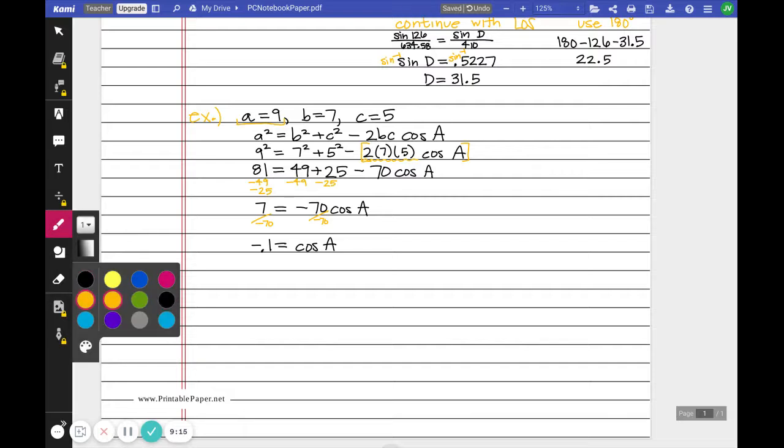And then, just like before, I want to get rid of the cosine, just like I want to get rid of sine up above. So I do the inverse, and I get about 96 degrees. I want you to remember, let me write this in blue: start with the longest side. It will make your life easier, and it will help you identify any obtuse angles.